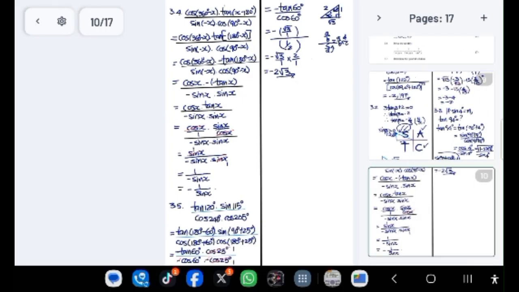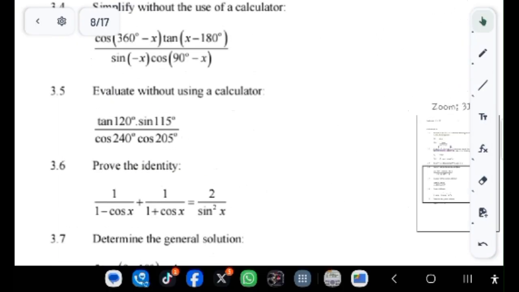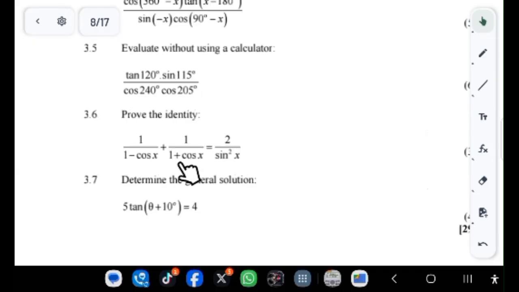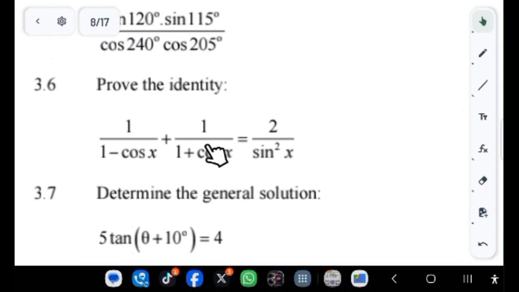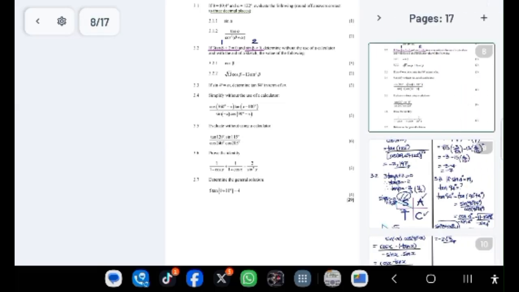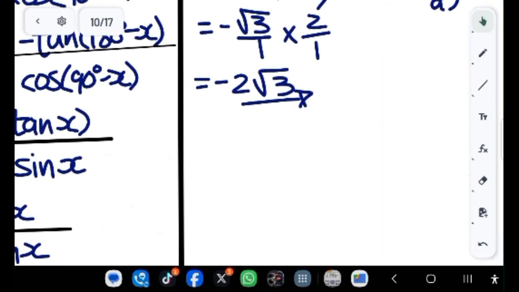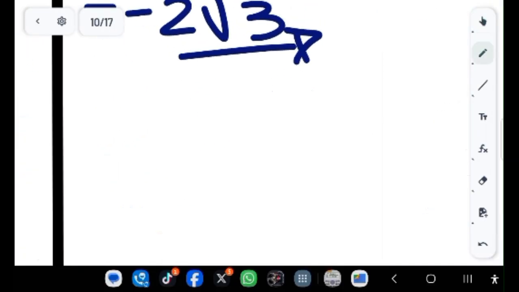Next question. Prove the identity that 1 over 1 minus cos x plus 1 over 1 plus cos x equals 2 over sine squared x. So we start with the left hand side. That's the messier one, right? That's how you prove an identity. Start with the messier side. So that is 3.6.